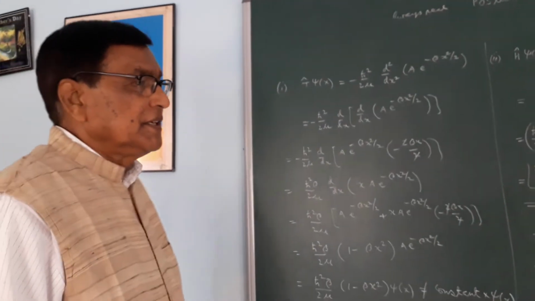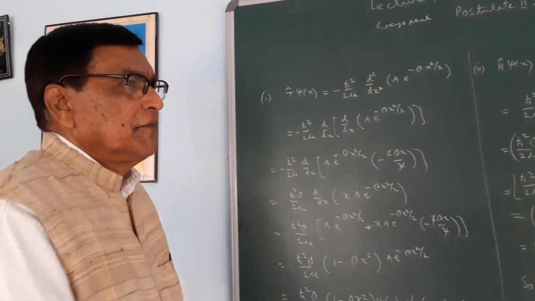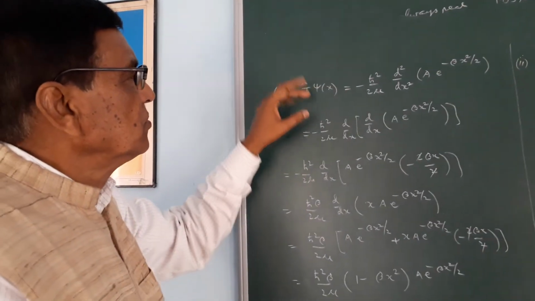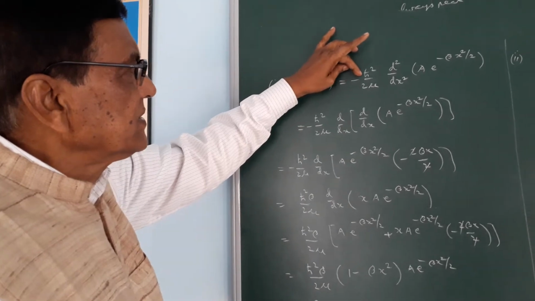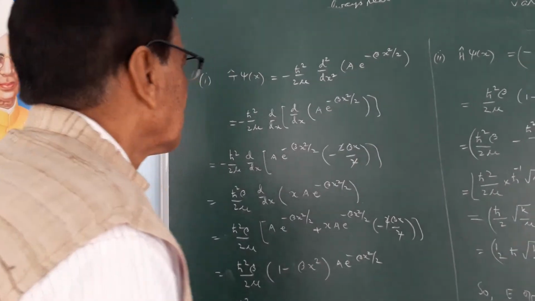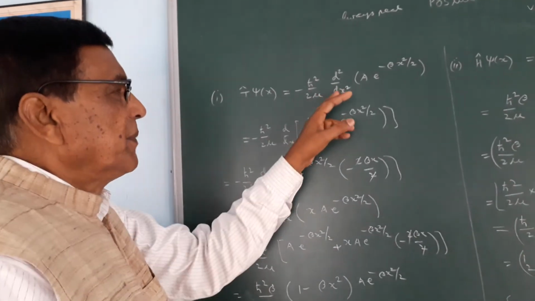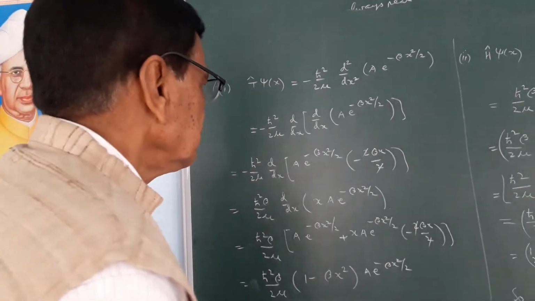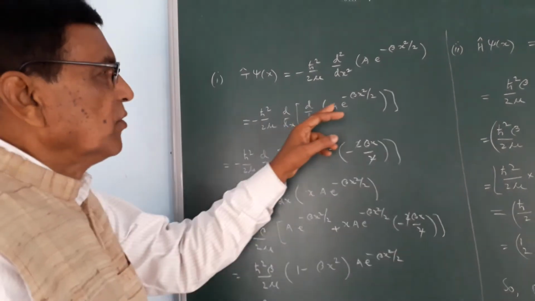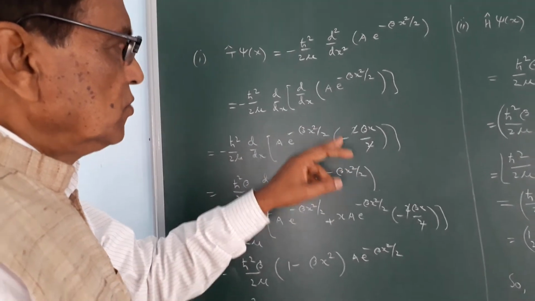First, I consider the kinetic energy property, whether it satisfies the eigenvalue equation for this wave function psi x. T cap is the operator of this kinetic energy. T cap psi x equals minus h cross square divided by 2 mu d2 by dx square on the function, equal to minus h cross square by 2 mu d by dx, operated twice, on the function. Again this equals minus h cross square by 2 mu d by dx, differentiating with respect to x, A e to the power minus beta x square by 2 into minus 2 beta x by 2.